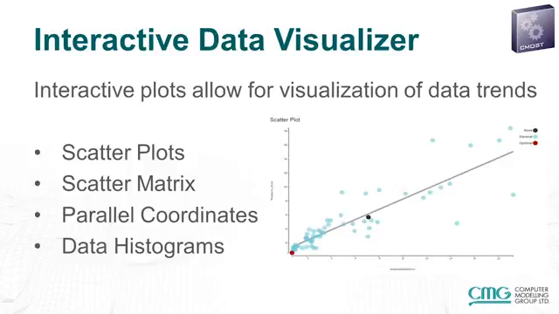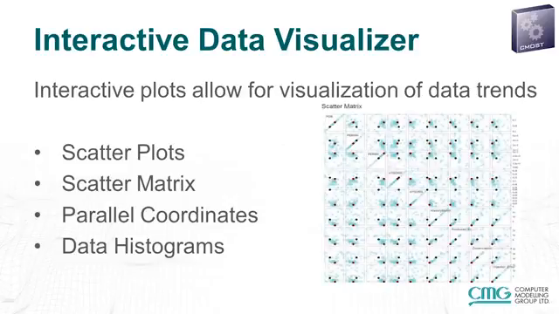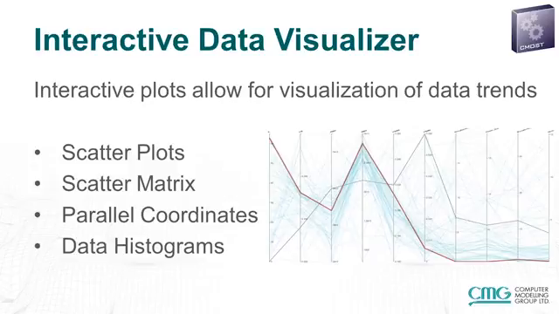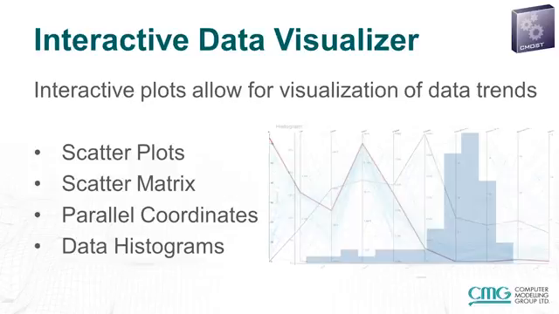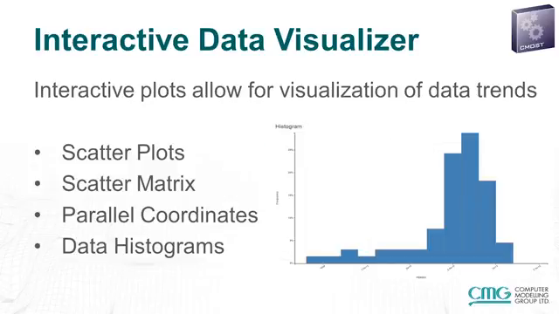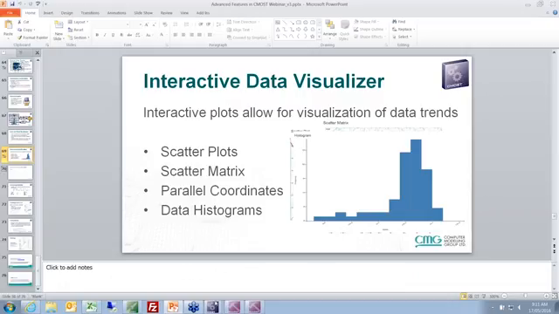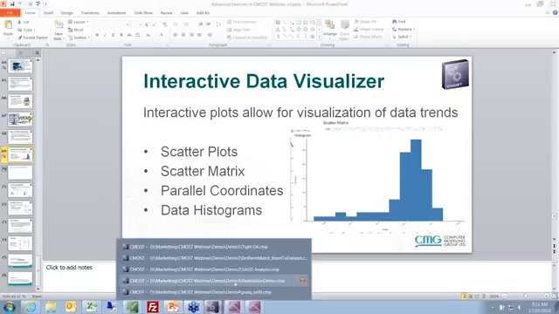So there are several different types of plots that we can see with the interactive data visualization tool, which makes assessing the results much easier. Things such as scatter plots, scatter matrix, parallel coordinates, as well as the data histograms. So I'll just switch over to an optimization case where we can see the interactive data tool in use.